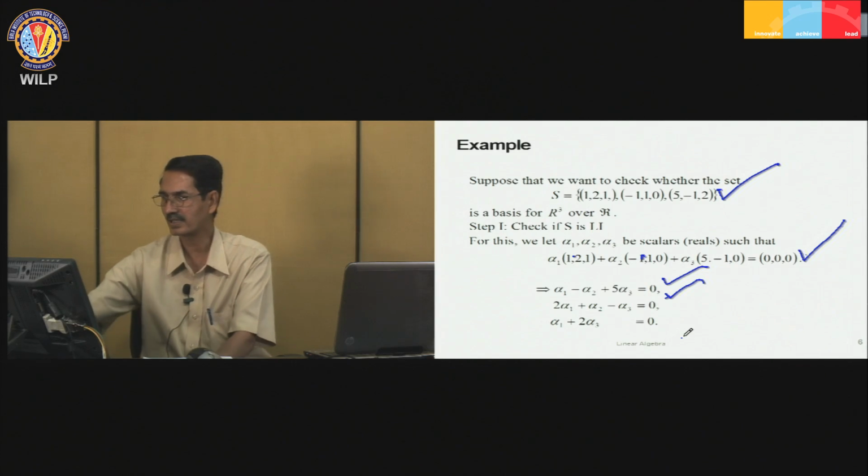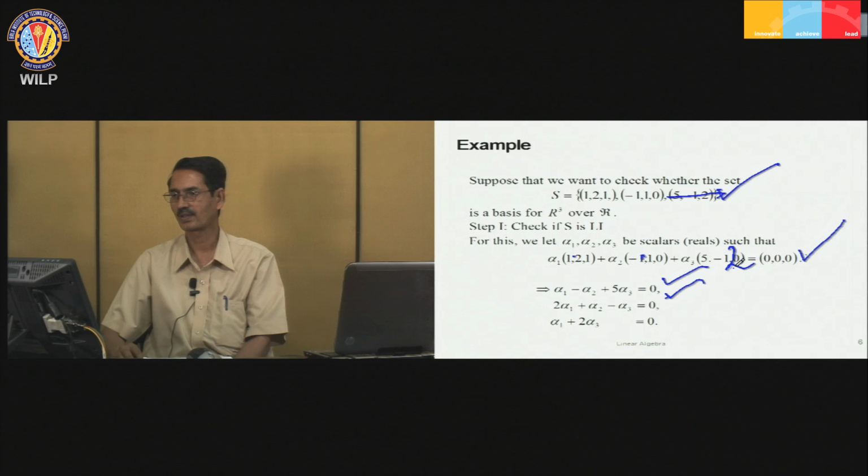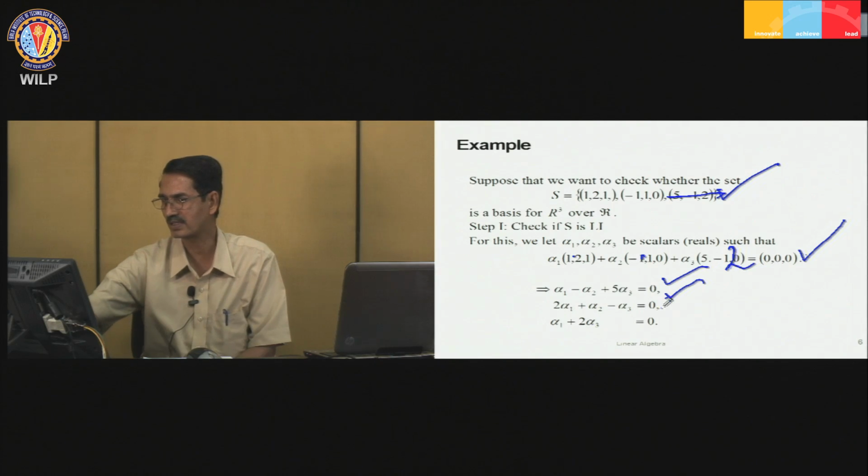Here there is a little correction, this is 5 minus 1 and this is 2 in fact. This 0 is not 0, this is 2. So remember here this is 5 minus 1 2. Third element is 5 minus 1 2. So from here you are going to get that alpha 1 plus 2 alpha 3 is equal to 0.